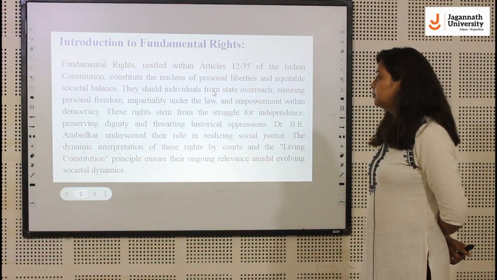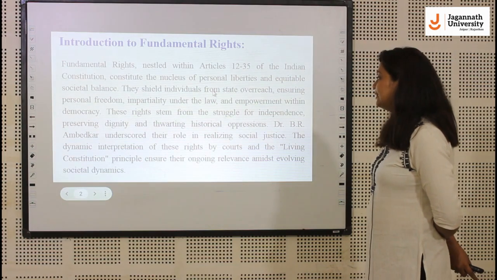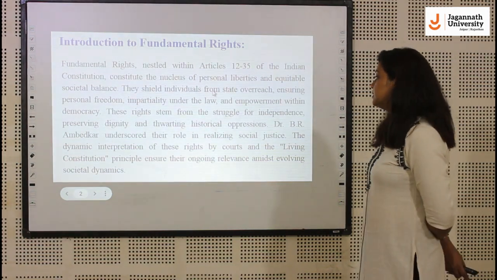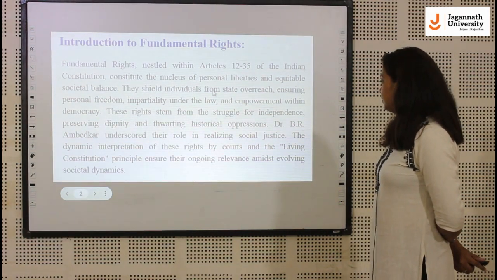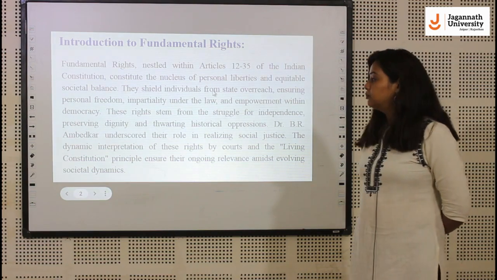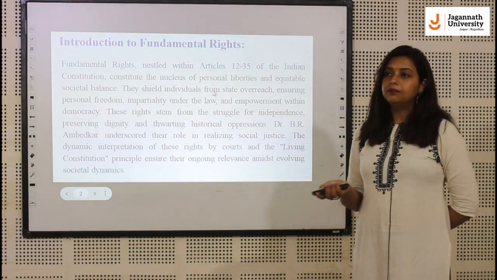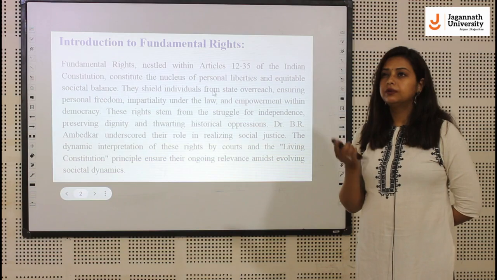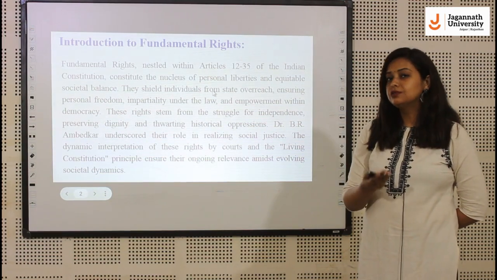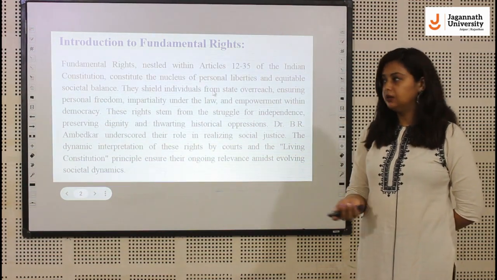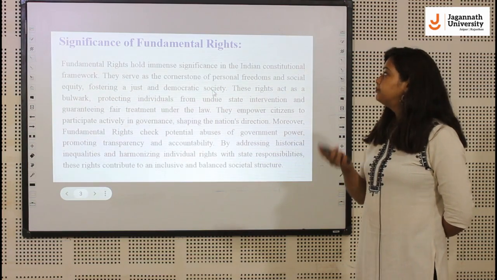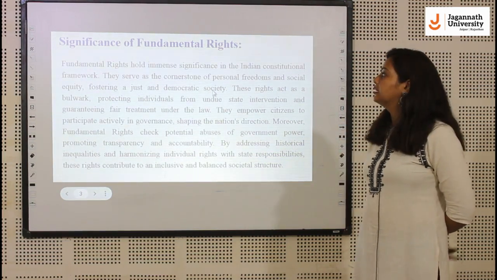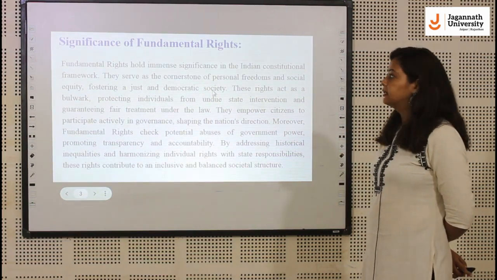The dynamic interpretation of these rights by courts and the living constitution principle ensure their ongoing relevance amidst evolving societal dynamics. I think, being a person or an individual, fundamental rights are the basic rights of an individual in our country, which are given through the Constitution of India. What is the significance of fundamental rights?